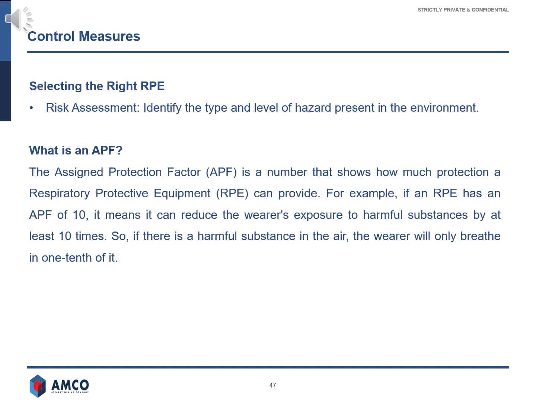Selecting the right RPE. Risk assessment, identify the type and level of hazard present in the environment. What is an APF? The assigned protection factor, APF, is a number that shows how much protection a respiratory protective equipment, RPE, can provide. For example, if an RPE has an APF of 10, it means it can reduce the wearer's exposure to harmful substances by at least 10 times. So, if there is a harmful substance in the air, the wearer will only breathe in 1/10 of it.